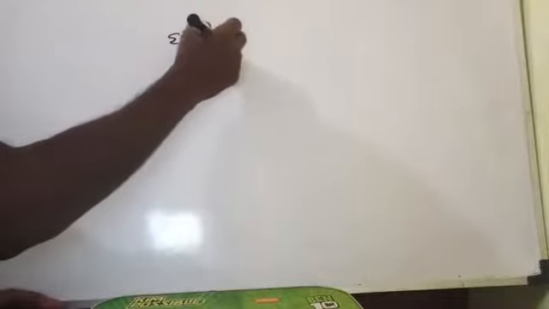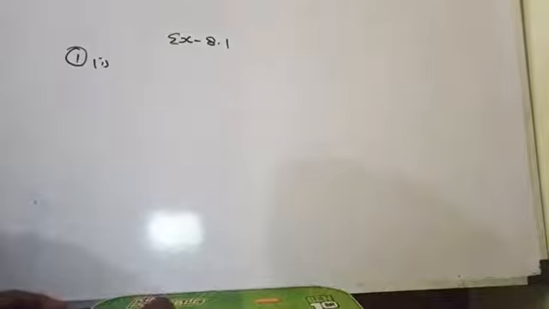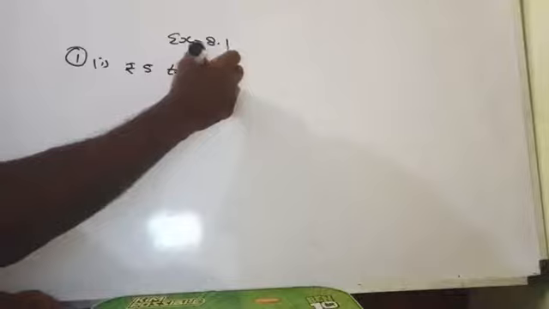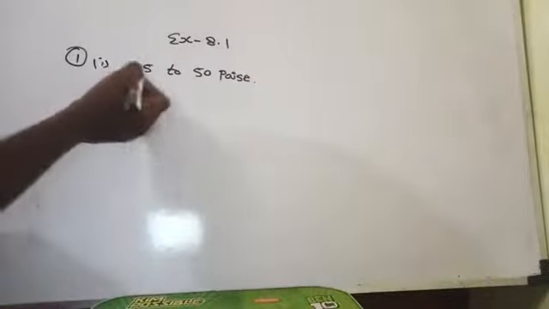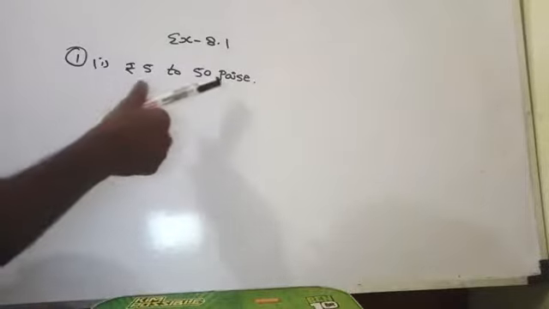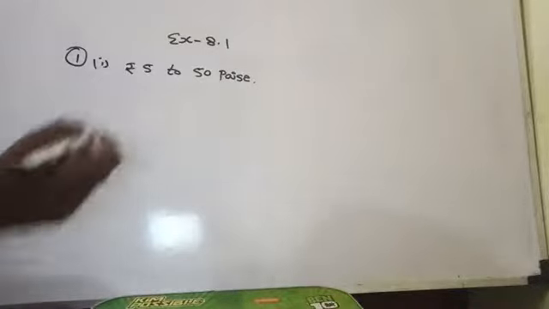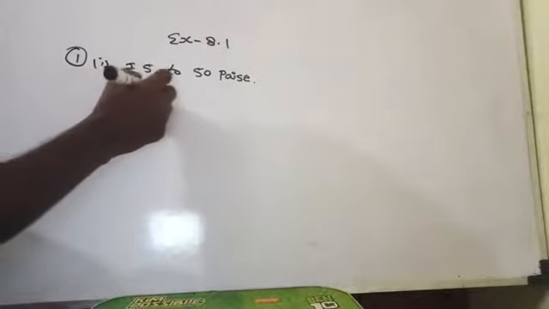Now the first part is rupees 5 to 50 paise. Here it is given in rupees, here it is given in paise. Here the two units are not the same. So what will you do? You have to convert into the same unit. Do you want to convert paise into rupees or rupees into paise? That is up to you. Better you convert rupees into paise. That will be better. So rupees 1 equals 100 paise.